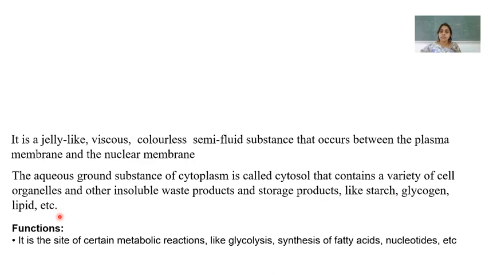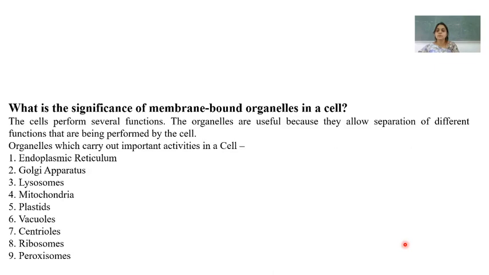In the previous videos, we have studied about protoplasm, protoplast, cytoplasm, cytosol. So please do recollect. And what is the function of cytoplasm? It's a site of certain metabolic reactions. So many metabolic reactions happen in cytoplasm as it contains many things like amino acids, starch, glycogen. So glycolysis, synthesis of lipids, fatty acids, nucleotides happen in cytoplasm.